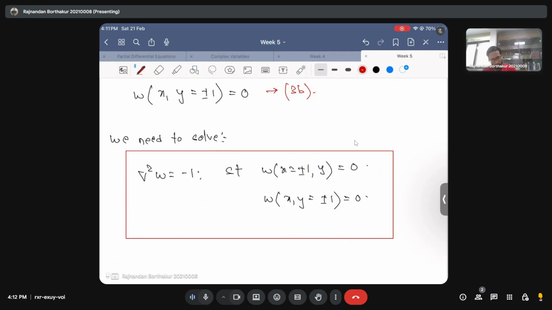Okay, where you know that this del square operator is just del 2 by del x2 plus del 2 by del y2, a shorthand notation for this partial derivative, which, as I said, is called the Laplacian operator.